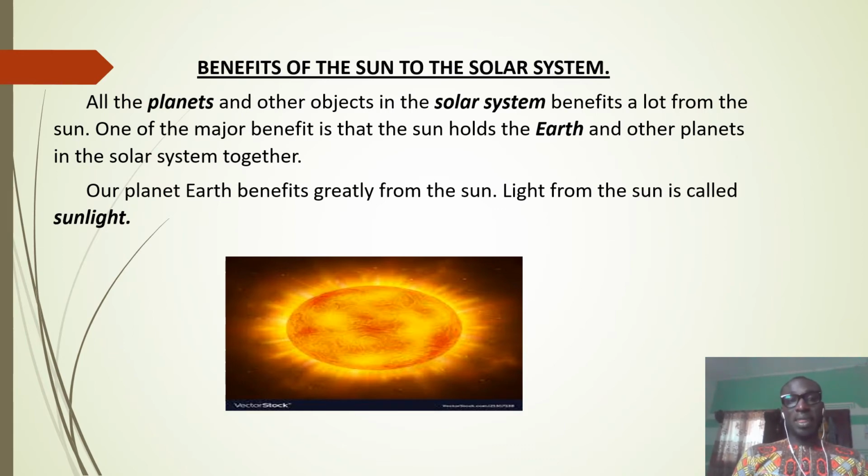Our planet Earth benefits greatly from the sun. Light from the sun is called sunlight.